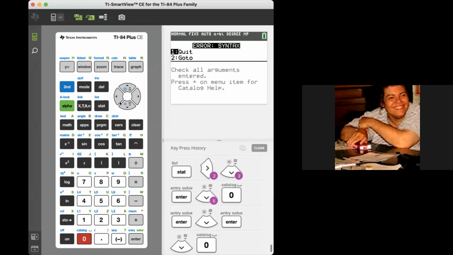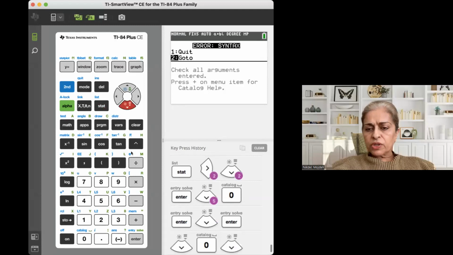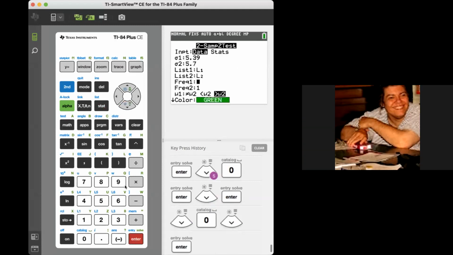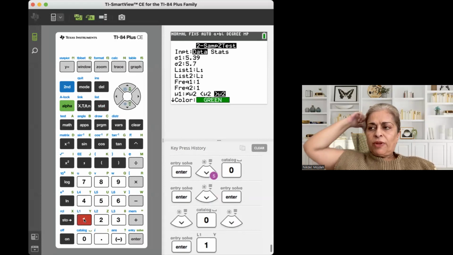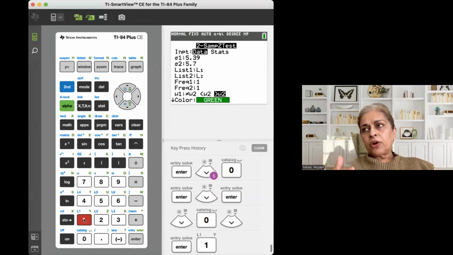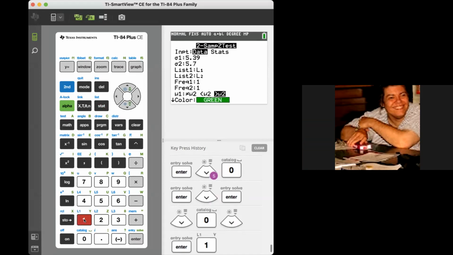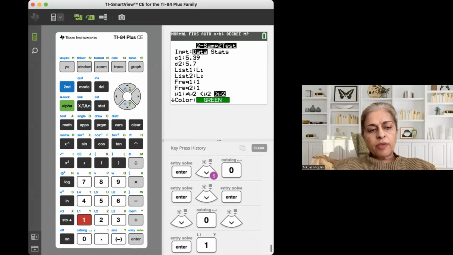Error syntax. I don't know what my syntax problem is. Maybe I put one also. Oh, okay. I know what the problem is. Because I only entered raw data in one of the lists. I put only Birmingham in list one. I didn't put the information in list two. Maybe I'm going to quit from this window.